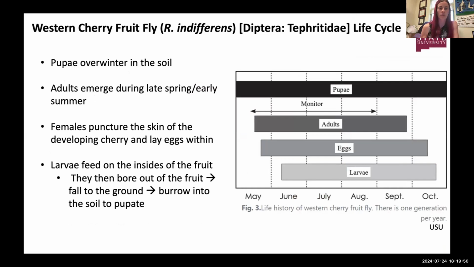The female flies will puncture the skin of the developing cherry and lay eggs within the developing fruit. The larvae will then feed in the insides of the fruit. Then they bore out of the fruit, fall on the ground, and burrow into the soil to pupate. So the adults are emerging from the ground, from the soil.